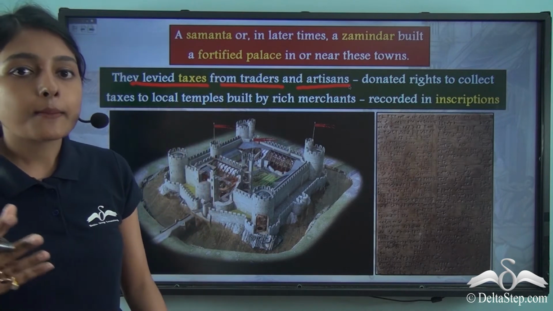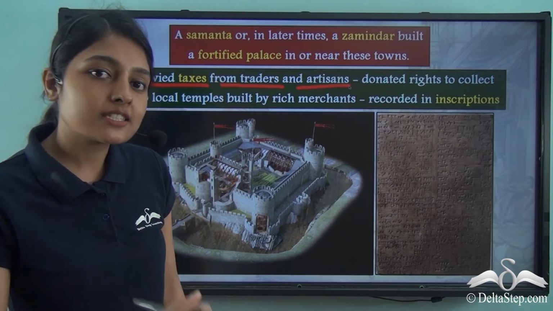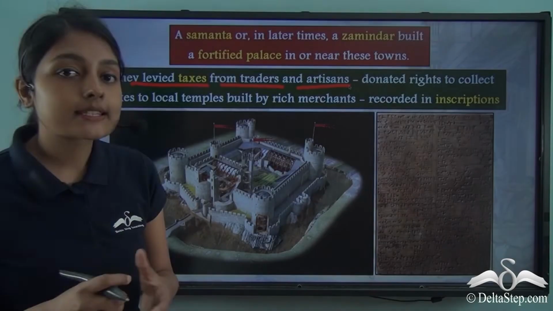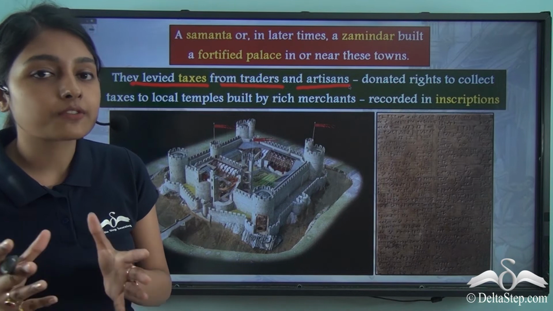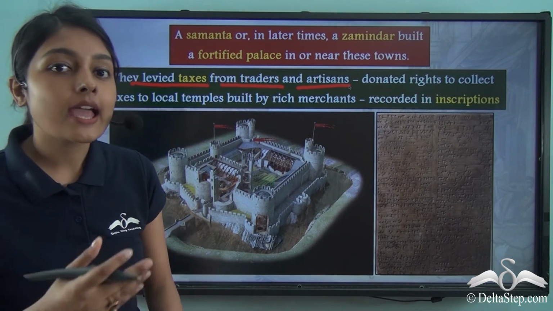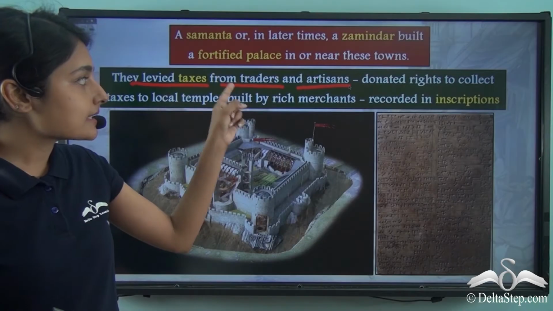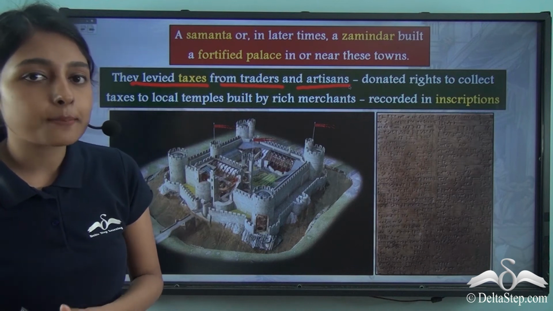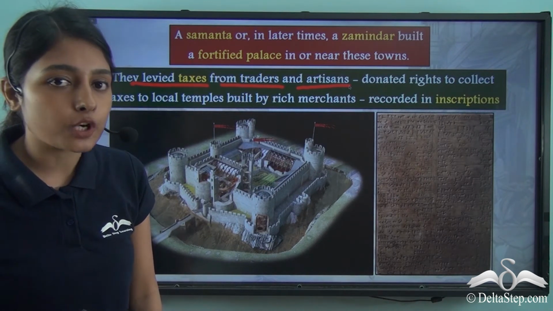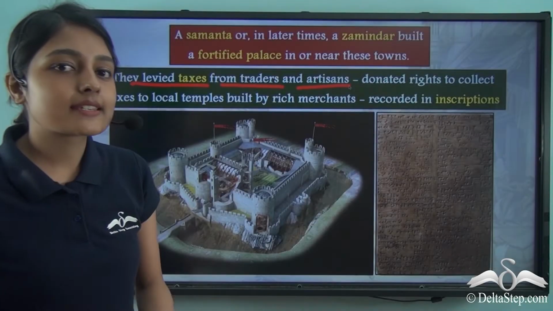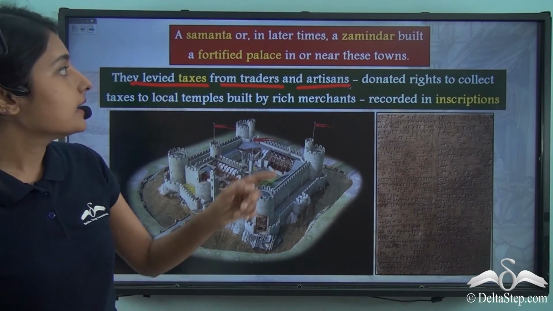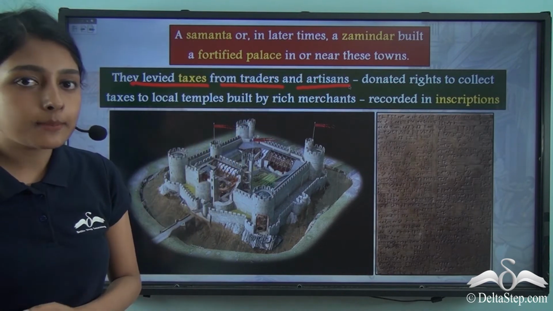Because traders bought and sold their goods in different towns and villages, and at the same time artisans also bought raw materials with which they made finished products and sold them. And since these groups of people participated in buying and selling of products and goods, they had to pay taxes, and these taxes were regulated by the zamindars or samantas.